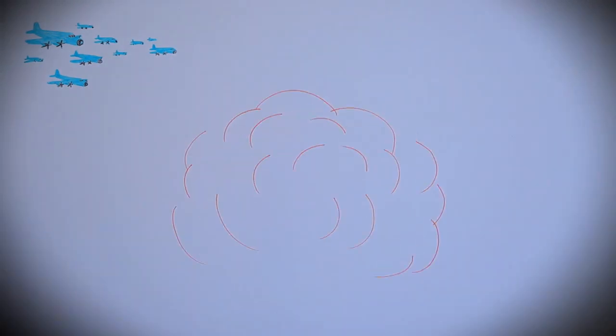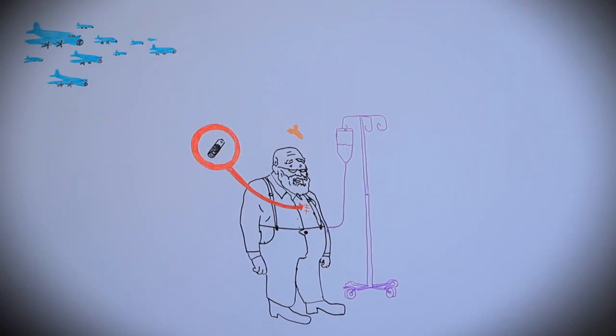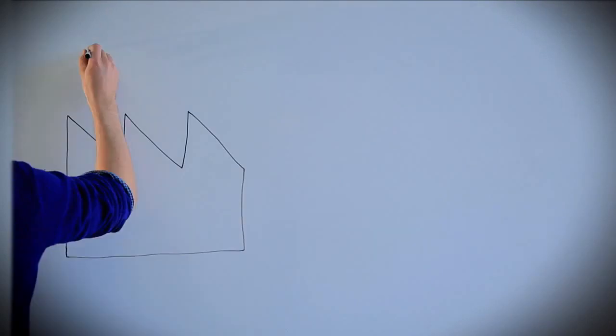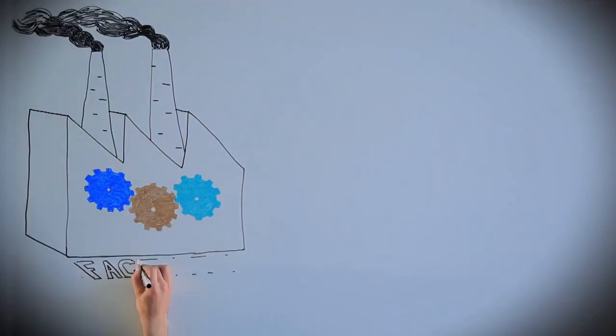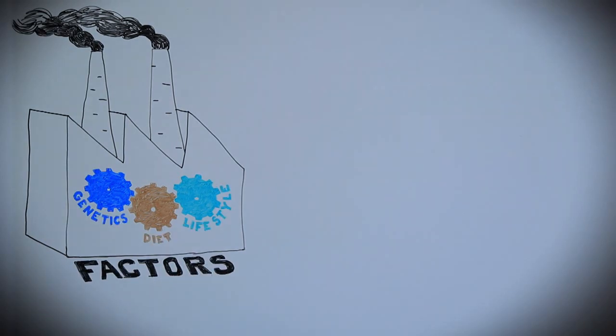diabetes, cardiovascular disease, and osteoporosis. Those diseases are linked to both genetic predisposition and environmental factors such as lifestyle and diet.